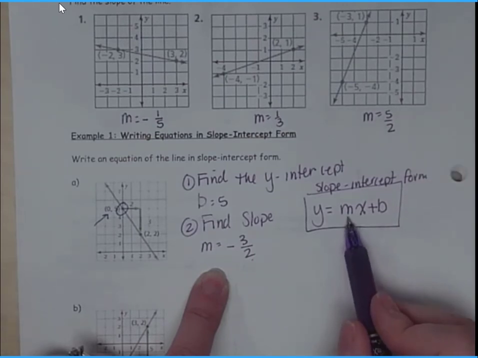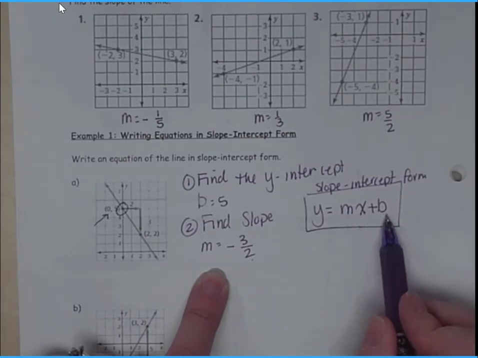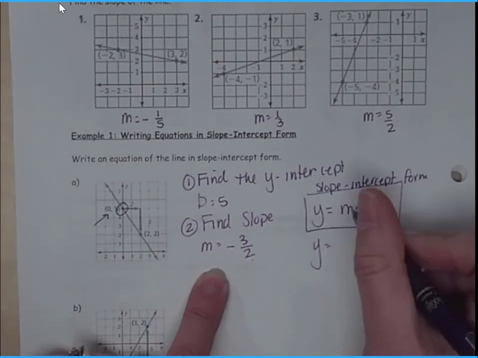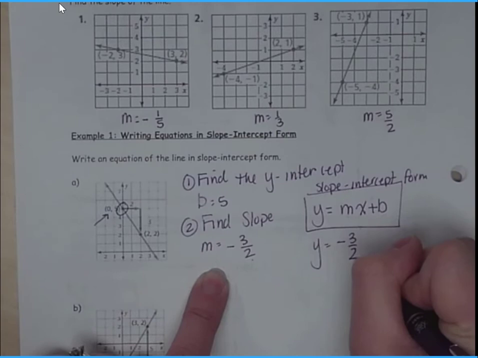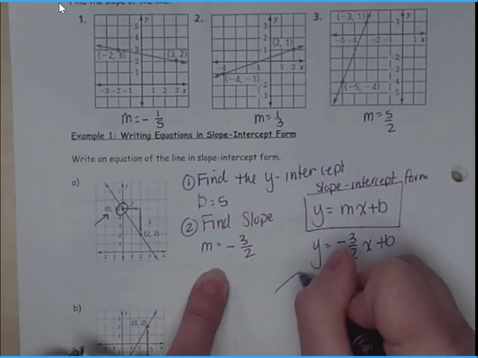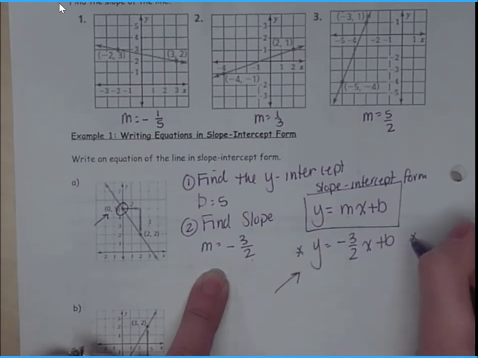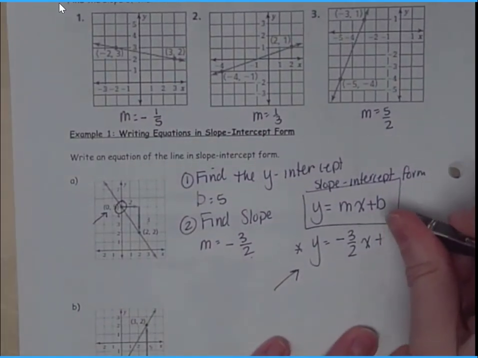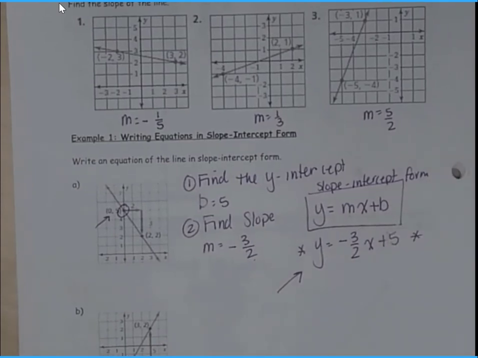Because, well, we have slope and we have an intercept. So all we need to do is replace m and b. So my m is negative 3 halves x, and my y-intercept is b. So we have our answer here, except b is 5. It was a bad 5.